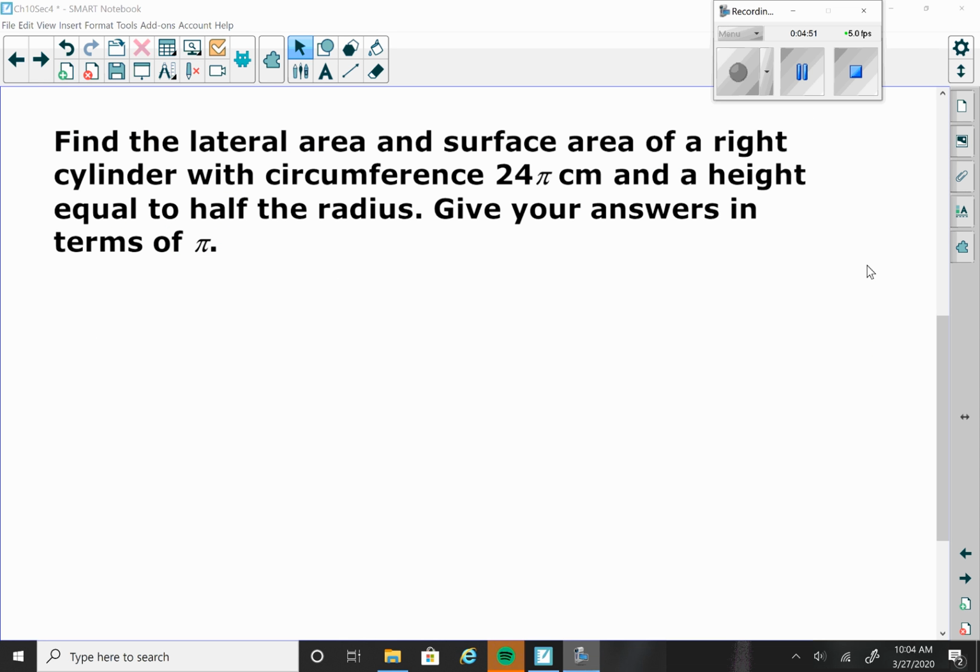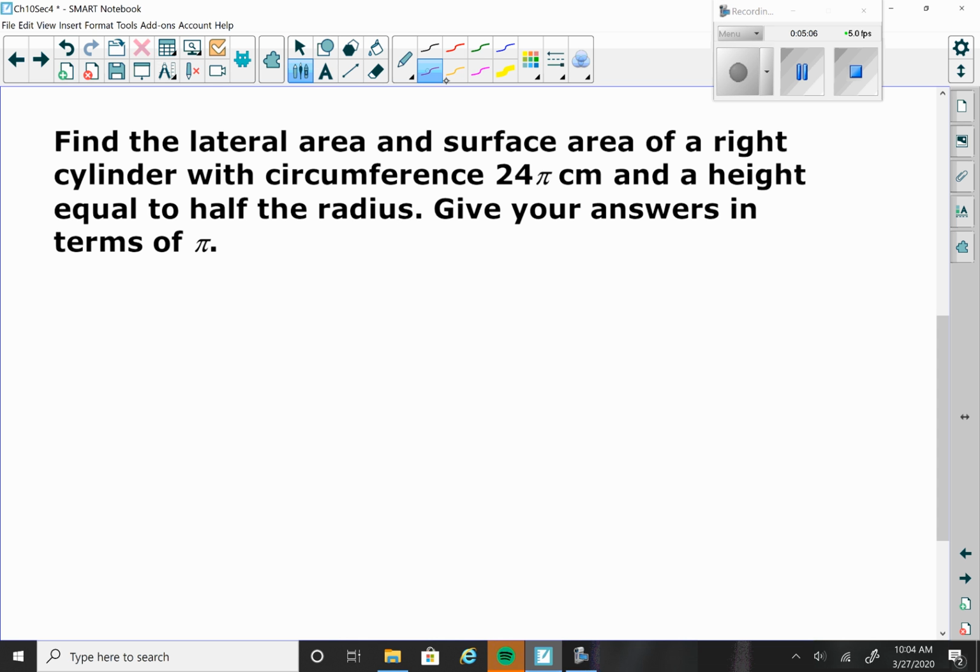So now we're going to do an example with a cylinder. It says find the lateral area and surface area of a right cylinder with circumference of 24 pi and a height equal to half the radius. It says give your answer in terms of pi. I'm going to actually help you start this one here.